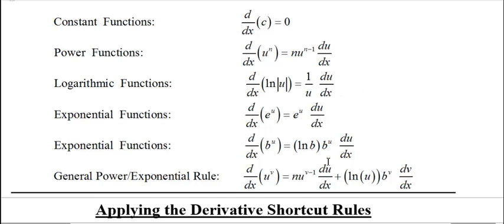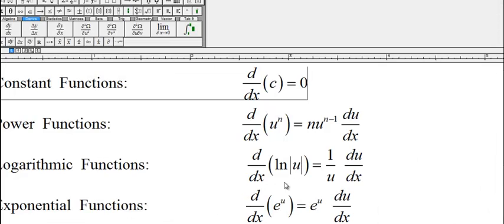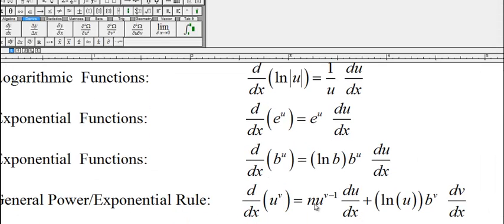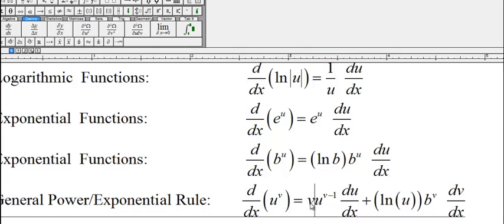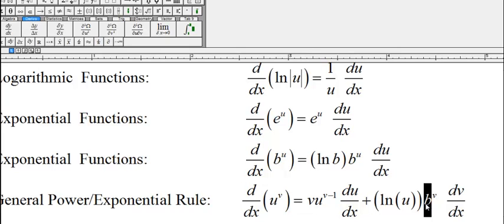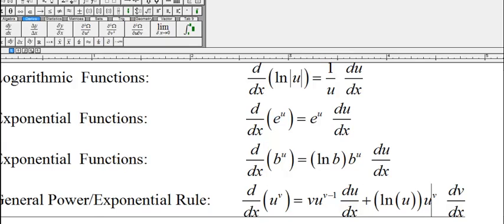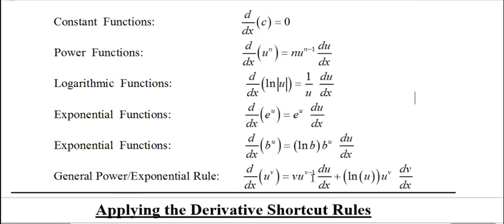And really combining many of these is the generalized power exponential rule, which says the derivative of u to the v, where these are both potentially variables, is n times, no, that's not, it's supposed to be an n. That's supposed to be the power here, which is v, times u to the power of v minus 1 times the derivative of u, plus the log of u times u to the v. See, that b should be a u. There we go. Times the derivative of v. Okay, that's right.